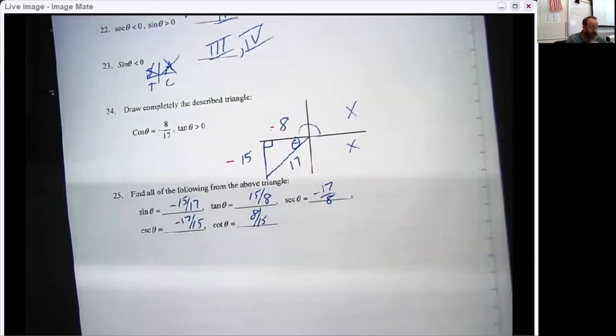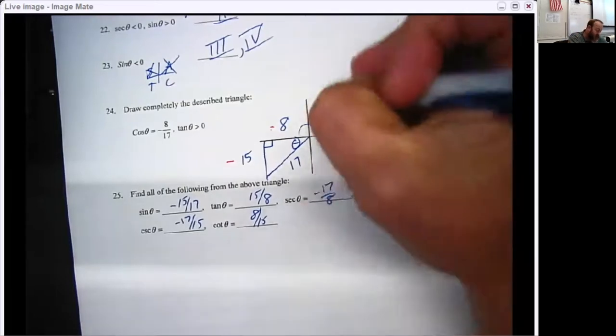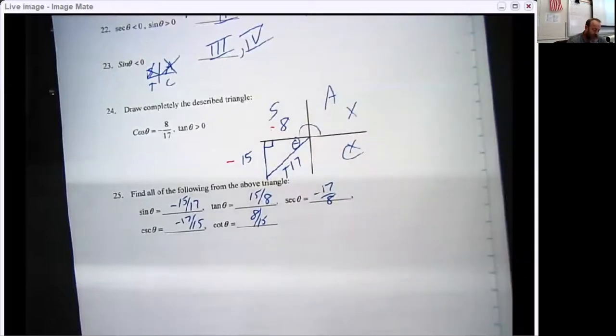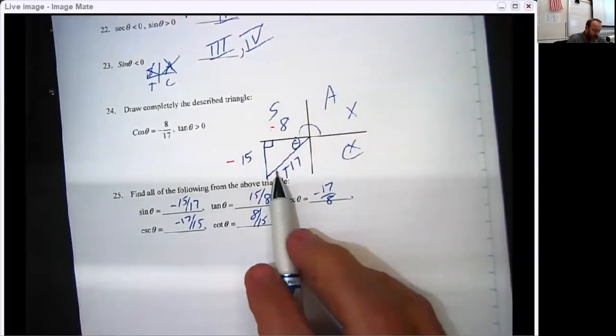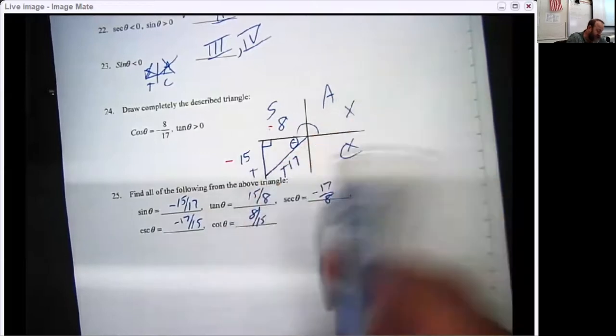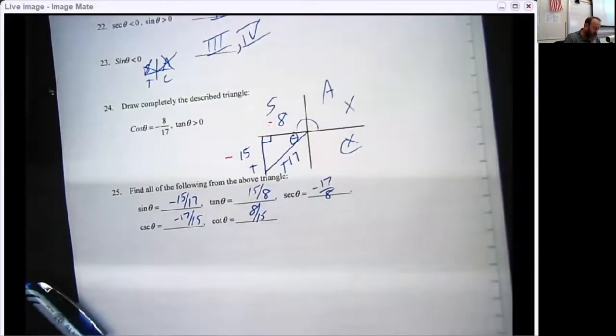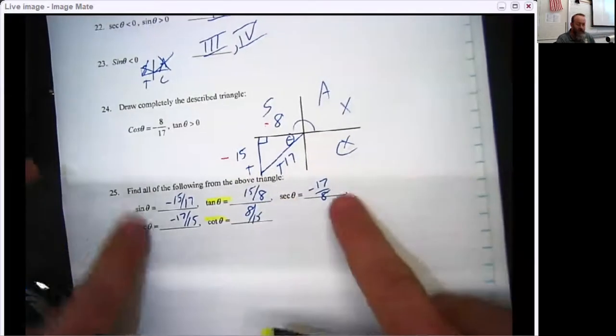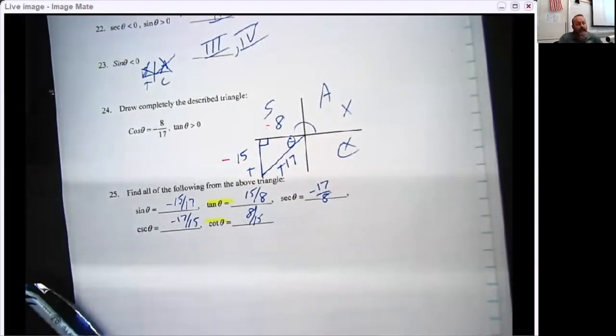Now, as a quick double check, all students take calculus. We should know that in this quadrant, quadrant 3, only the tangent is positive. And what you look right here, notice the tangent and the cotangent are positive and all the other guys are negative. And that kind of finishes up my answer key.